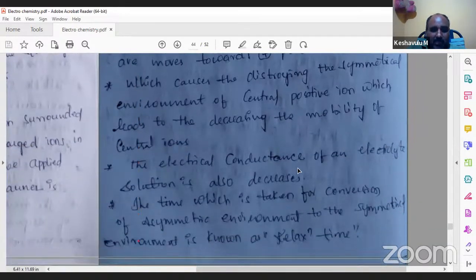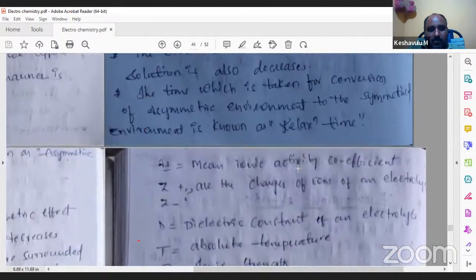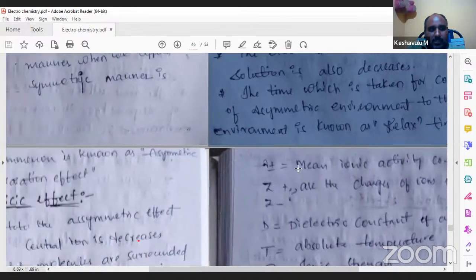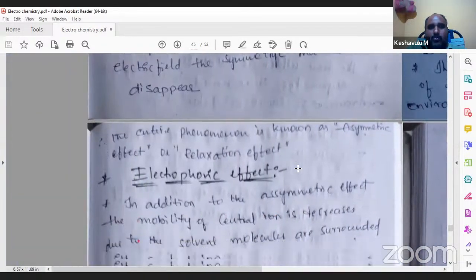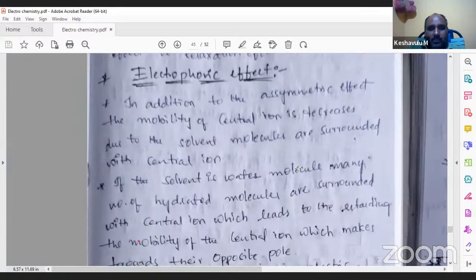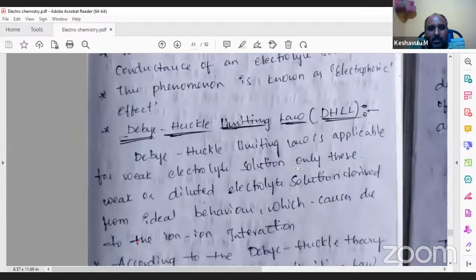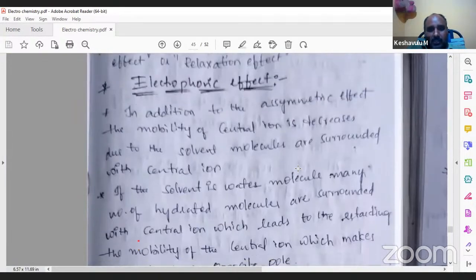The same matter will be there; you may read it later, right? Then coming to the electrophoretic effect. Here only the matter will be there. So what is that matter? We'll see. That depends on the size, right?